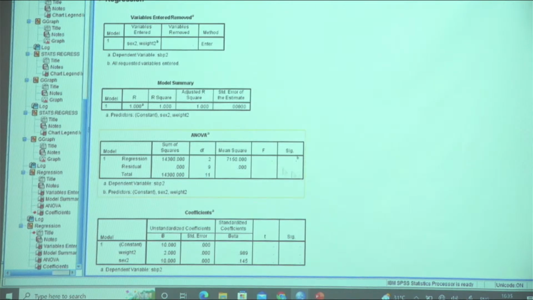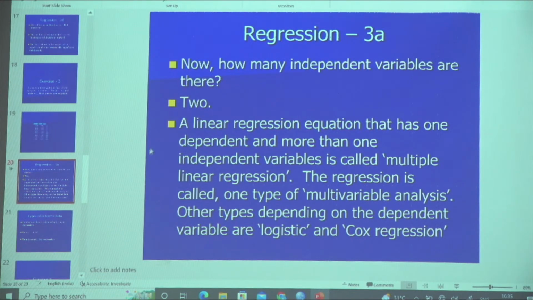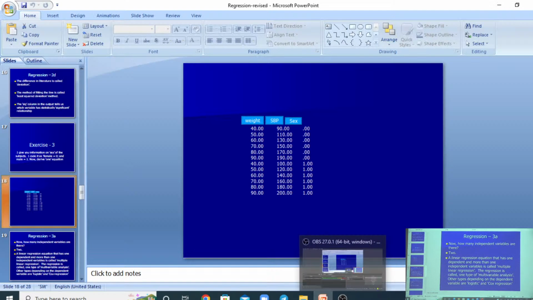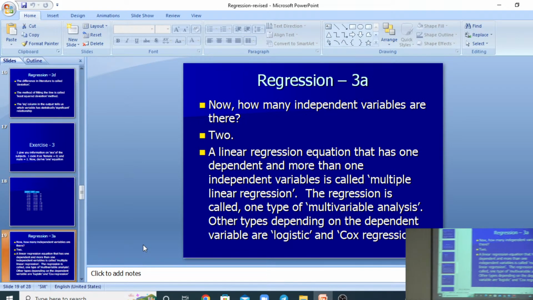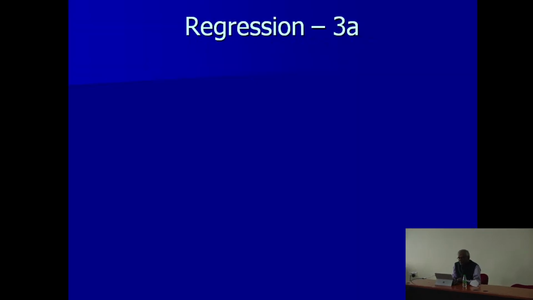So now 2 variables are there. So what have we learned from this? 2 independent variables now, right? What are those 2 independent variables? Weight and sex. What is the dependent variable? Systolic blood pressure. So now we have a linear equation that has 1 dependent variable and more than 1 independent variable. It is called multiple linear regression.